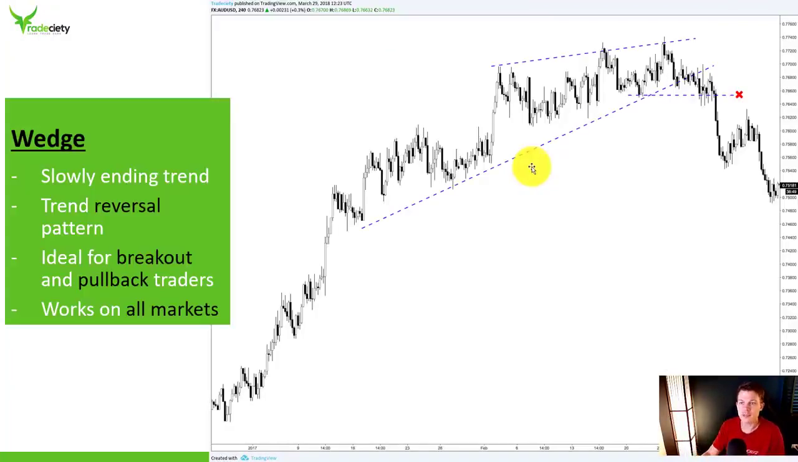Here we have a wedge pattern, and wedges are also considered in a classic sense reversals, but I will show you in the next example where a wedge is also a continuation. So what happens is that the market is coming here from the left in a strong uptrend, and the wedge really nicely shows you how a strong uptrend is then slowly fading. As we would say in trading, there is not a lot of buying interest anymore.